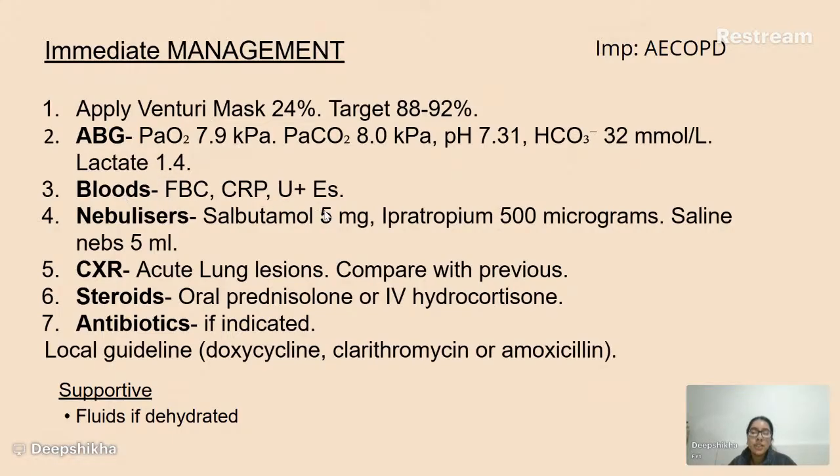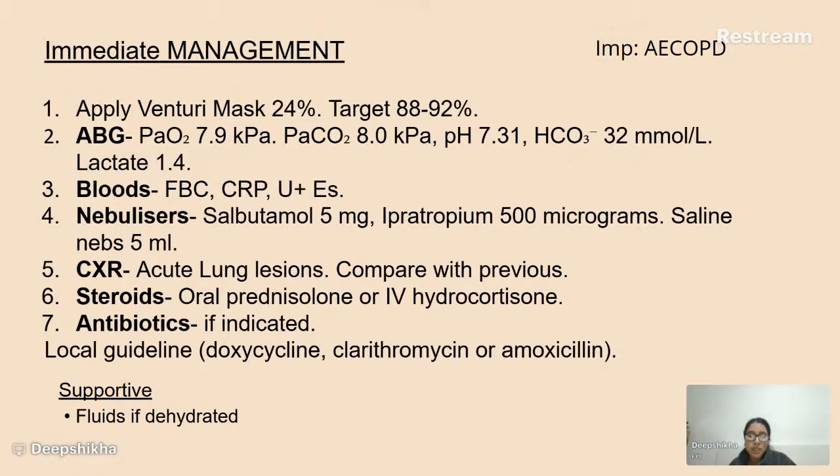Then you send off all these routine bloods just to check for inflammatory markers, CRP, FBC, U&E, and what his kidney function is like as well. You notice the wheeze, so you want to start him on some nebs. Give him some salbutamol nebs, and also some ipratropium 500 microgram nebs, and saline nebs as well. Saline nebs are usually used for people to clear out all their secretions. If somebody's got a dry cough, then a saline neb won't be useful for them, and salbutamol is just for wheeze.